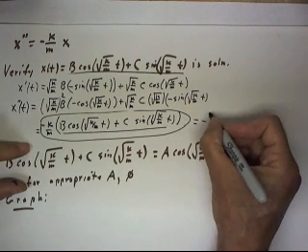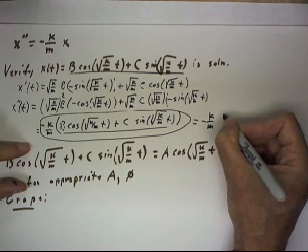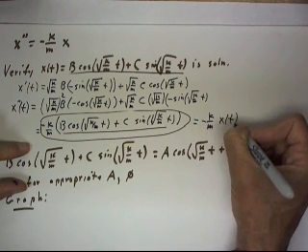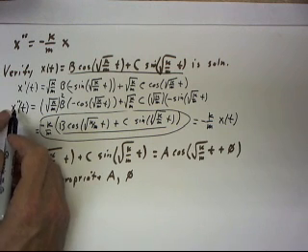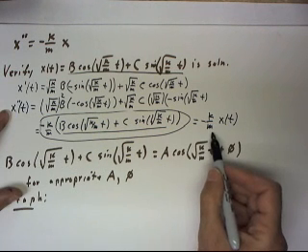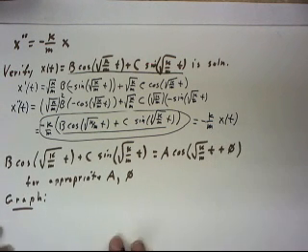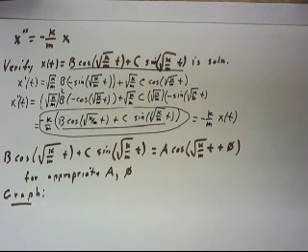So this is negative k over m times x of t, so that x double prime of t does turn out to be equal to negative k over m times x of t.